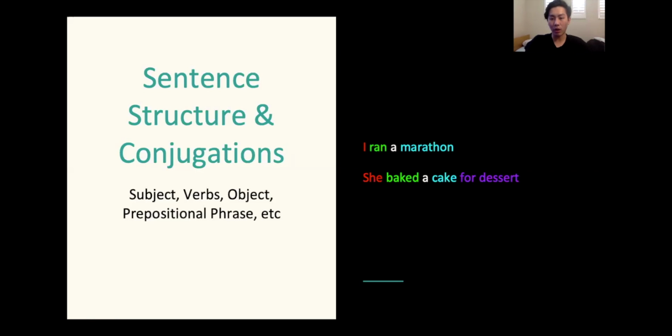And then we go on to "a marathon." Now the marathon in this sentence is the object. That's just what you ran. So it's just what the verb was conducted on. So then here we have a full sentence, "I ran a marathon," in this order of subject, verb, and object.